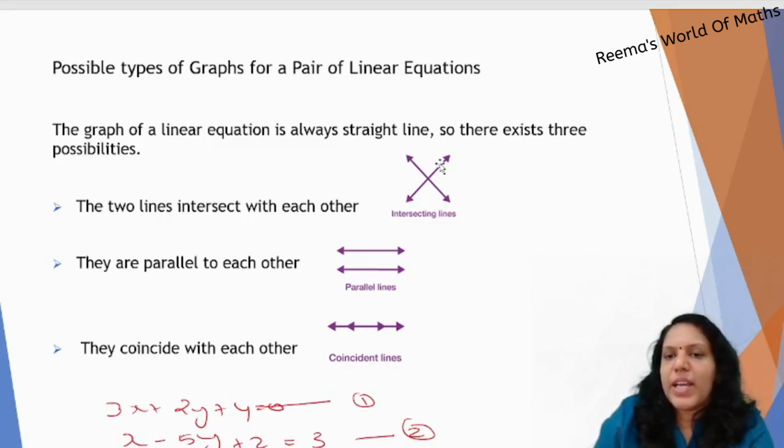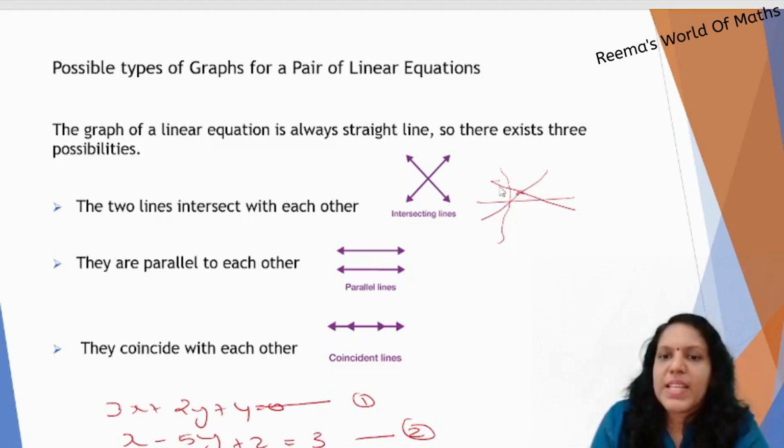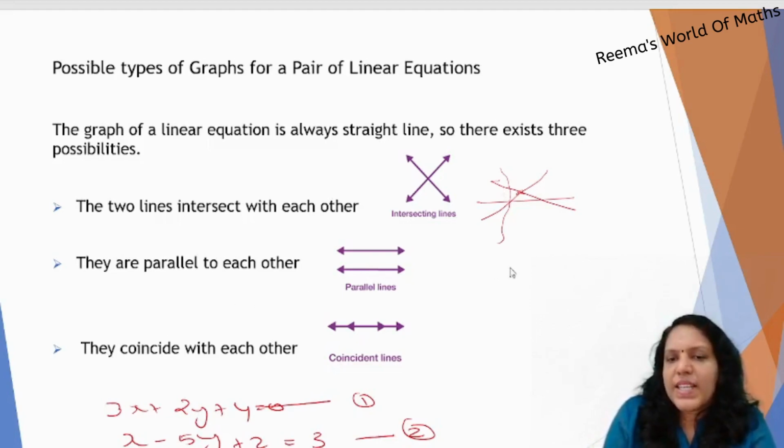If we draw a graph with x-axis and y-axis, one equation will be like this, the other equation like this, and they intersect at one point. So the first possible way is intersecting at one point. The second one is that they are parallel to each other. They form two different lines, but they never intersect.